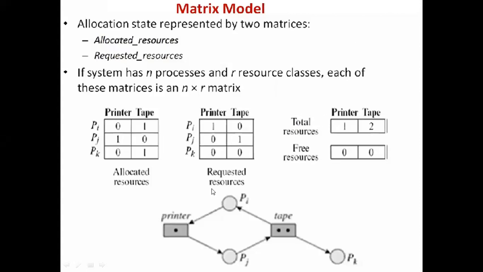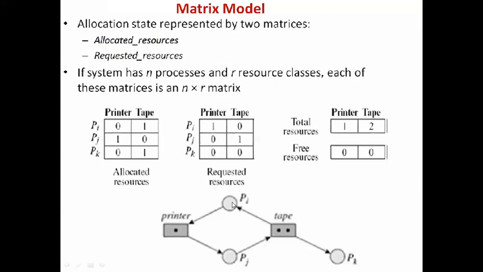To explain this matrix model, you can take the help of this particular figure. We are again dealing with multiple instances, where multiple resource units are in the resource class. The allocation state is represented by two matrices in the matrix model: one is allocated resources and the second is requested resources. Suppose a system has n processes and r resource classes. As you can see here, we have two resources: one is the printer and the second is the tape drive.